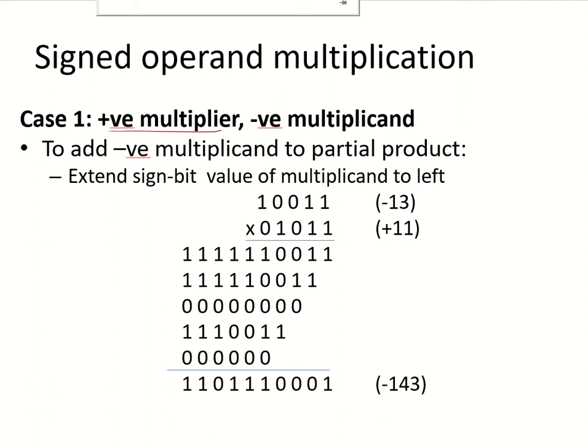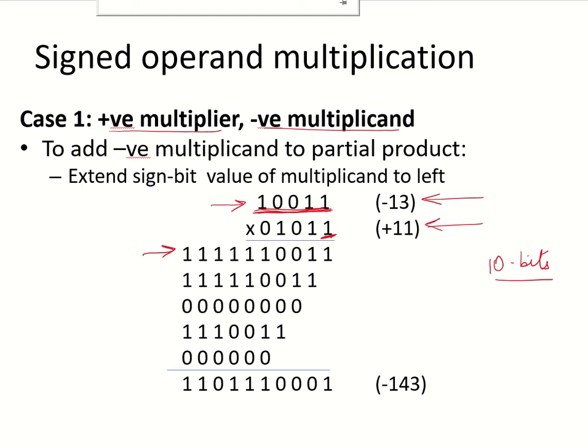Suppose we have a positive multiplier and a negative multiplicand. So here is a negative multiplicand, minus 13, and here is a positive multiplier, which is plus 11. So what we do is, based on this multiplier, the multiplicand is put in as a partial product. Since this is a 5-bit number, the product that will be generated would be of 10 bits. So for the remaining bits, we do a sign extension. So let's take an example.